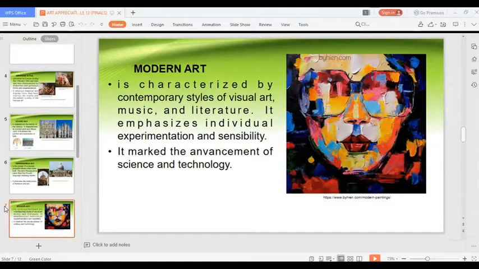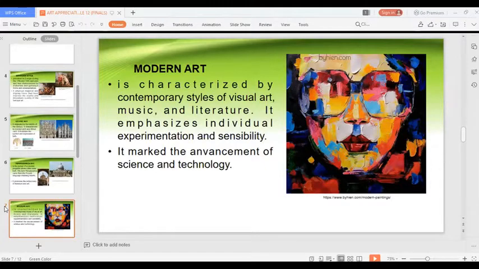Then we also have modern art. Modern art is characterized by contemporary or present styles of visual art, music, and literature. It emphasizes individual experimentation and sensibility. It marked the advancement of science and technology. That's why it is called modern art.